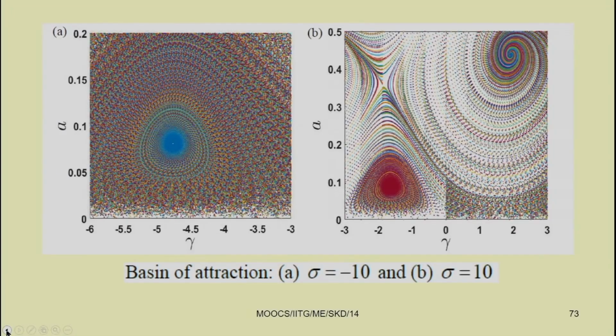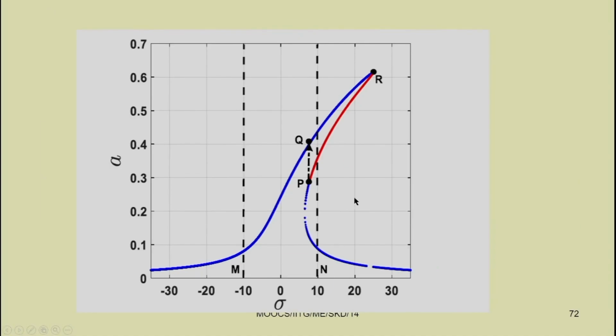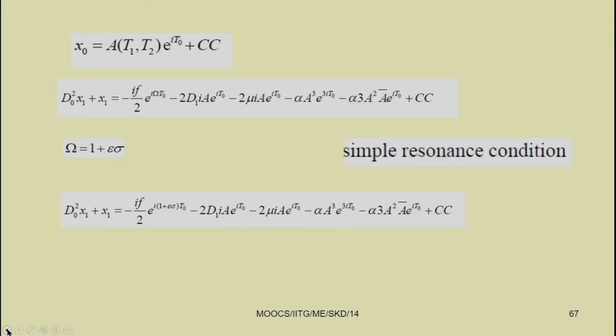So, coming back to the doping equation, if we plot this A versus sigma, this is a typical frequency response in the case of the doping equation. By changing different values of alpha, we can actually get the response with hardening effect or softening effect. That part also we will see. So, let me show you.